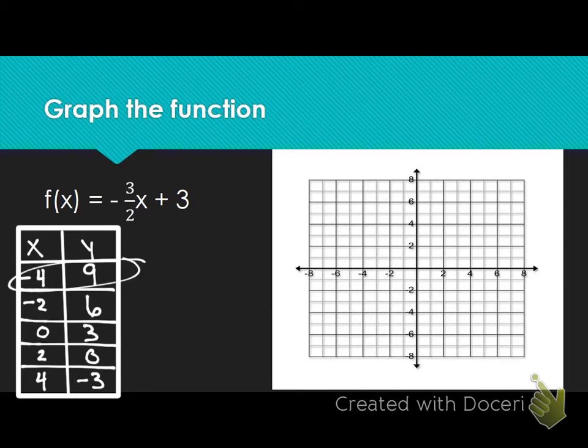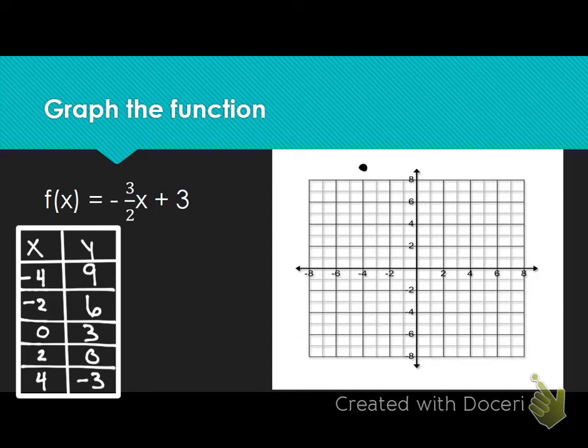All right, I'm going to come over here and I'm going to plot it. So which way would I go on X, left or right? I go left, how many? 4, and then up or down 9? Up 9. So whatever sign that number is, that's what tells me, left or right, up or down.